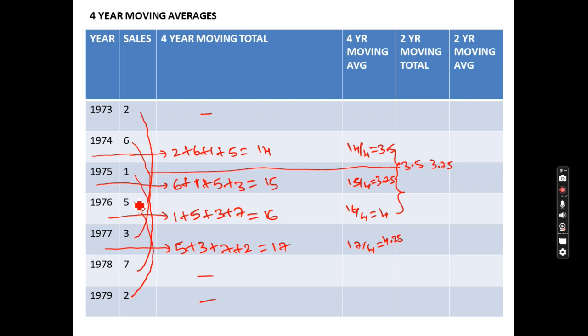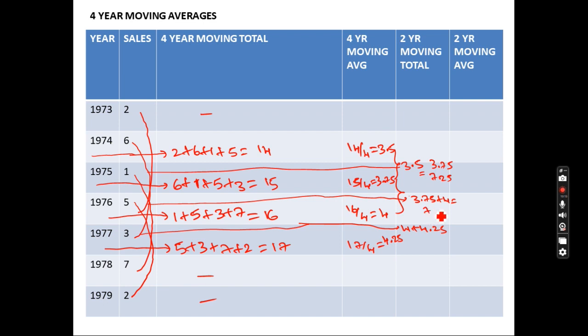So the next value will be 1976. Next to 1976, here you write 3.75 plus 4, and the next value will be this one, and next will be 4 plus 4.25. So what total will you get here? This year you will get 7.25, and the total you will get here is 7.75, and here you will get 8.25.